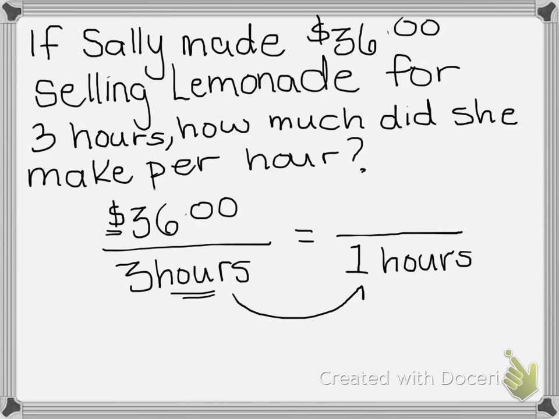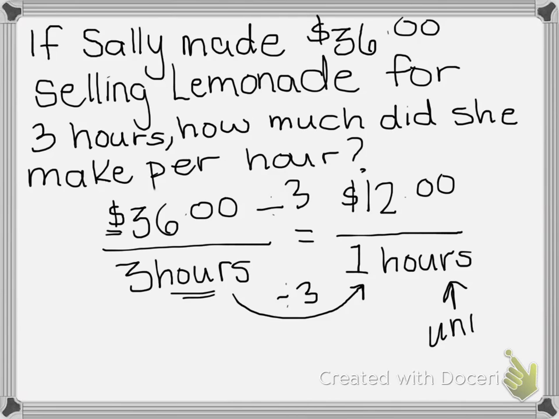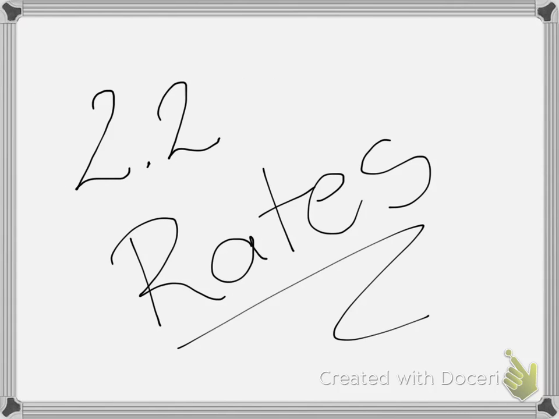What do I do to 3 to get to 1? I divide by 3. So you divide your top number by 3. You find out that Sally made $12 per 1 hour. This is again called a unit rate because the bottom number is a 1. That's a review of 2.2 rates.